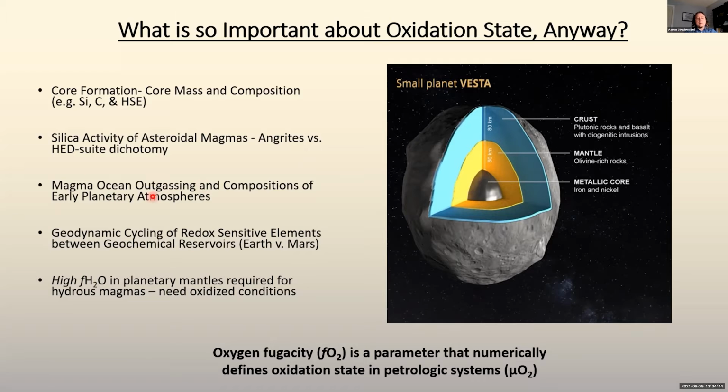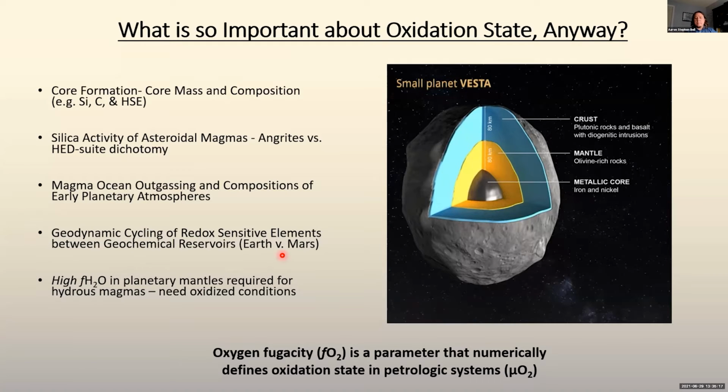Another important aspect of understanding oxidation state is understanding magma ocean outgassing. The development of early planetary atmospheres is impacted by the oxidation state of planetary-scale magma oceans that then outgas to form early atmospheres. The oxidation state of that magma ocean feeds directly into the speciation of the gases that form early planetary atmospheres.